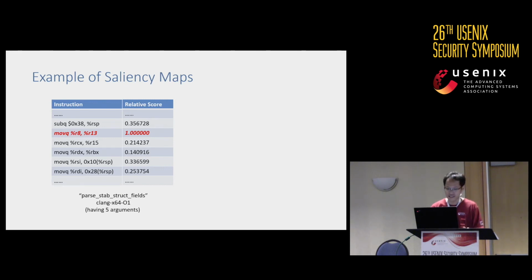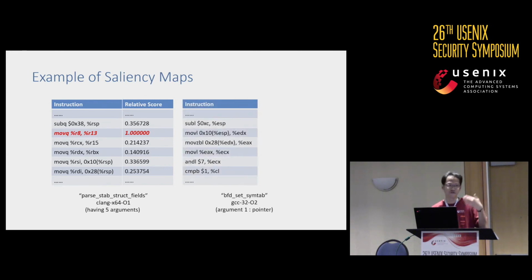Let's take a look at another example involving type recovery. In this particular case, the first argument of this function is of type pointer. As a human analyst, I will focus on these 2 highlighted instructions. I will see that the value of the first argument is being moved into EDX before it's being dereferenced in the subsequent instruction. Hence, with that, I can conclude that the first argument is of a pointer type.